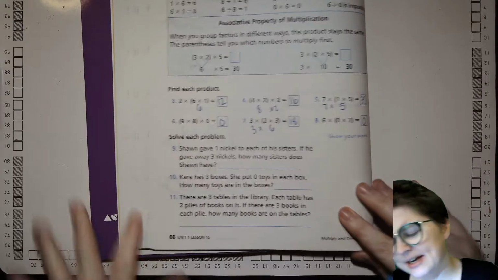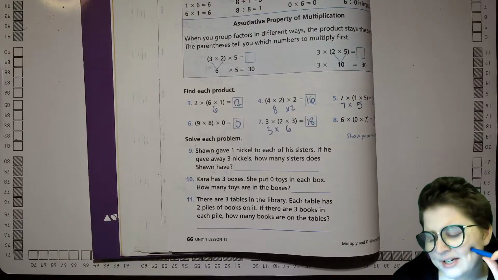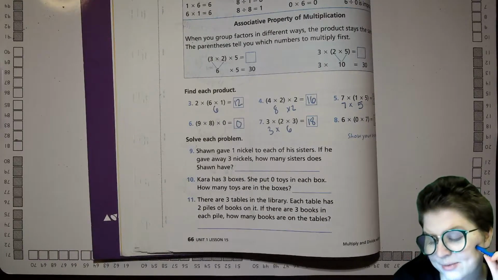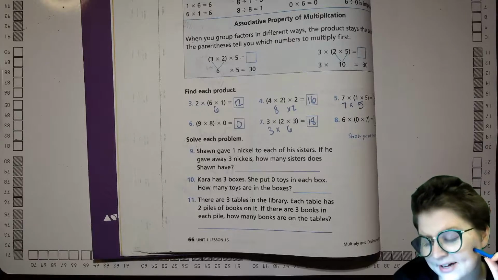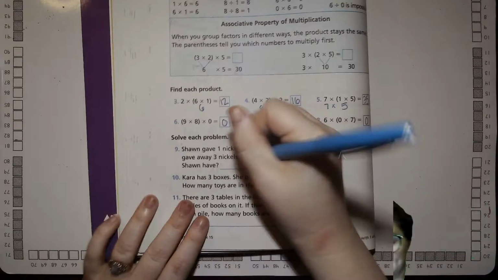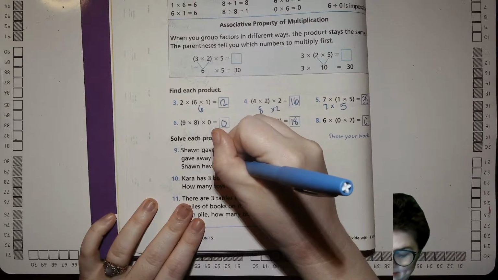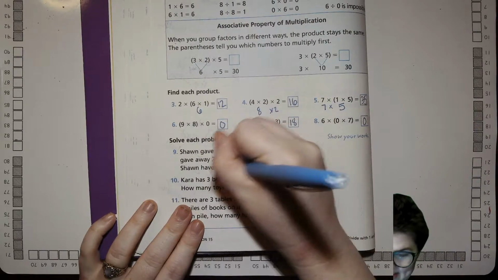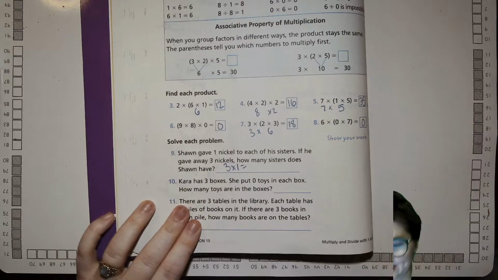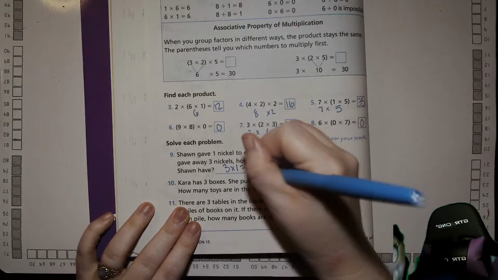All right, number 9. Sean gave 1 nickel to each of his sisters. If he gave away 3 nickels, how many sisters does he have? So that's basically 3 times 1, which equals what? 3.